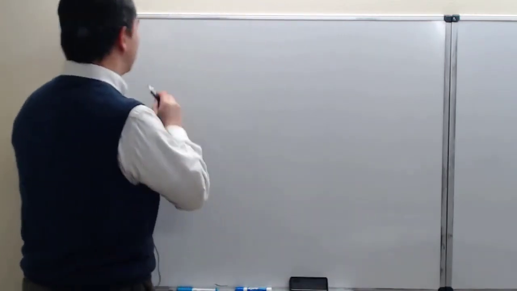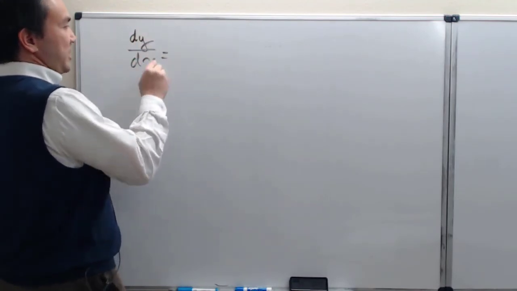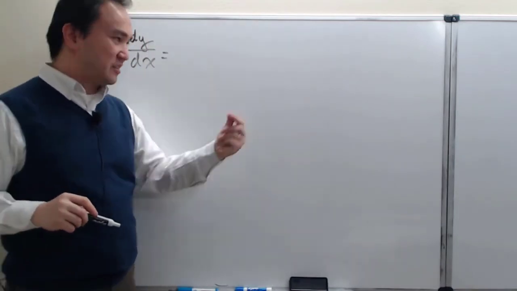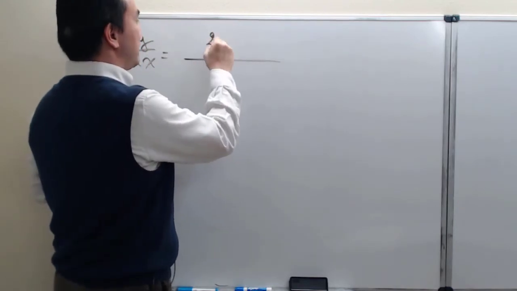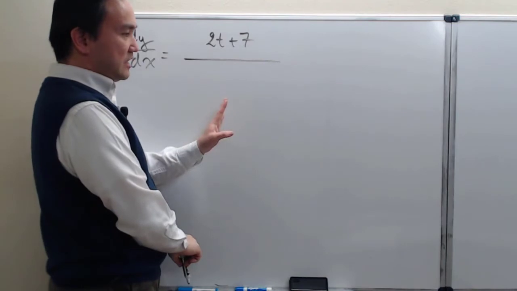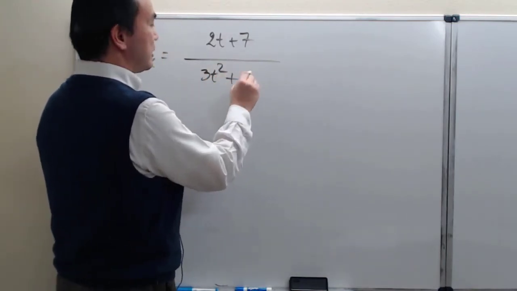And so now for our dy/dx, this is how we're setting it up. We don't have a direct way to find dy/dx, so we have to go through the parametric rates right there. So dy/dt is 2t plus 7. I put that in the numerator. Okay, the dx/dt is 3t squared plus 2, that I put in the denominator.